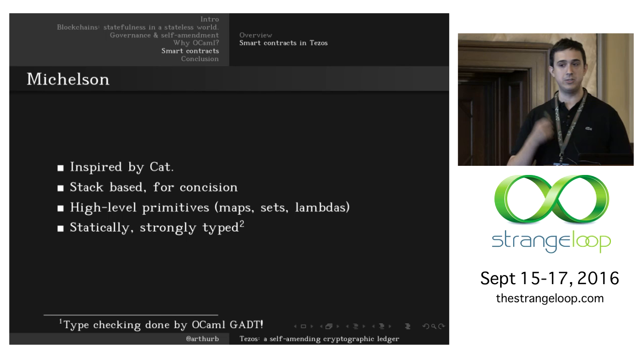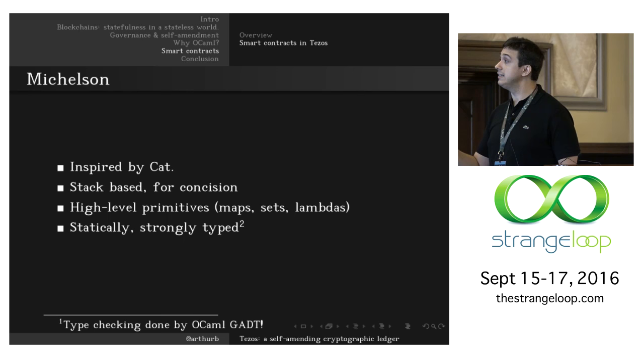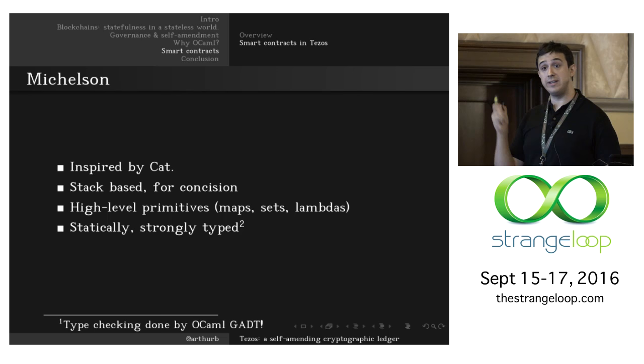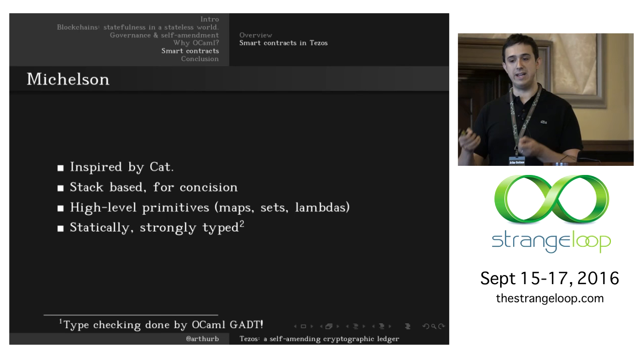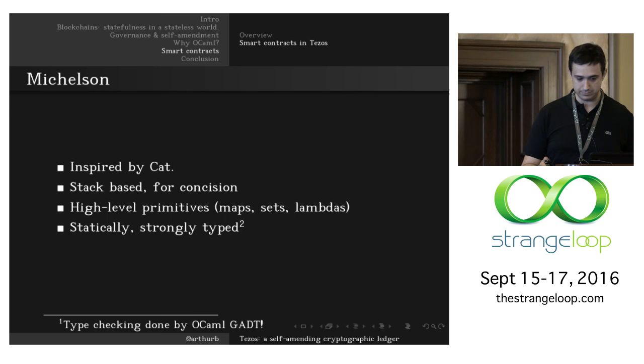And one of the cool things is that the type checking is done by OCaml itself. So we're not running the OCaml runtime. It's just that the object inside OCaml is built with a GADT. And when you create the object, you cannot create the object representing the program in a way that it will not type check. The only way to construct it is to have well-typed programs.